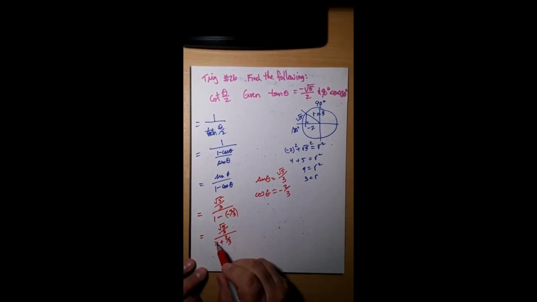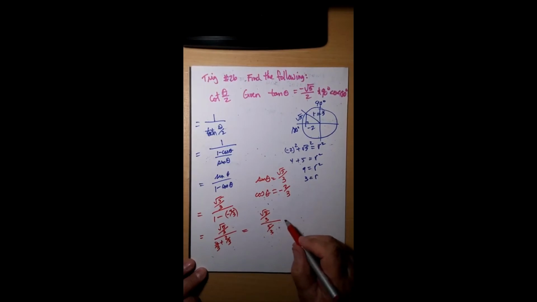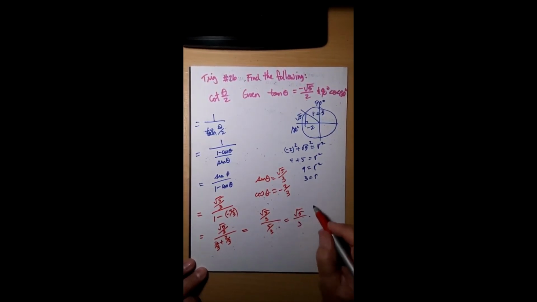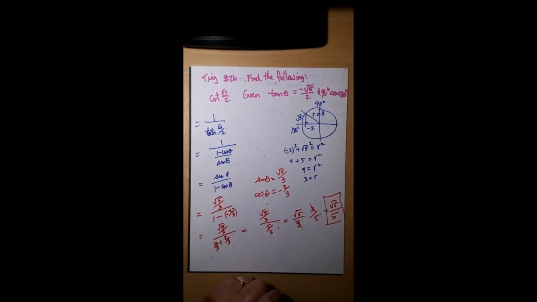Well, 1 is 3/3. So this is the square root of 5 over 3 over 5/3. When you divide by a fraction, you multiply by the reciprocal. So you multiply by 3/5. The 3's cancel, and you get the square root of 5 over 5. And 26 is done.